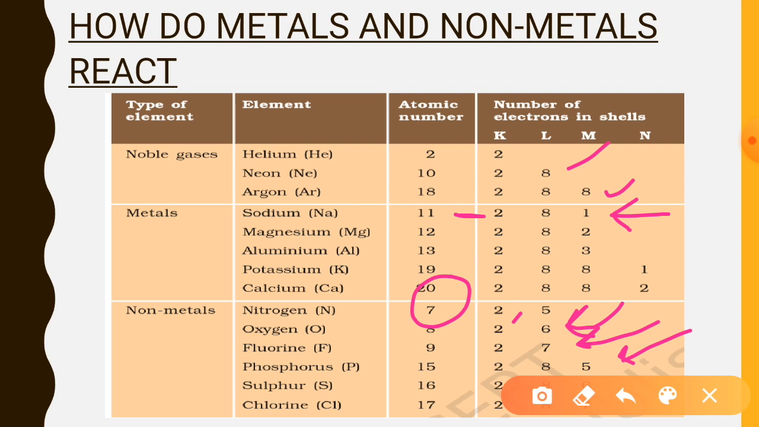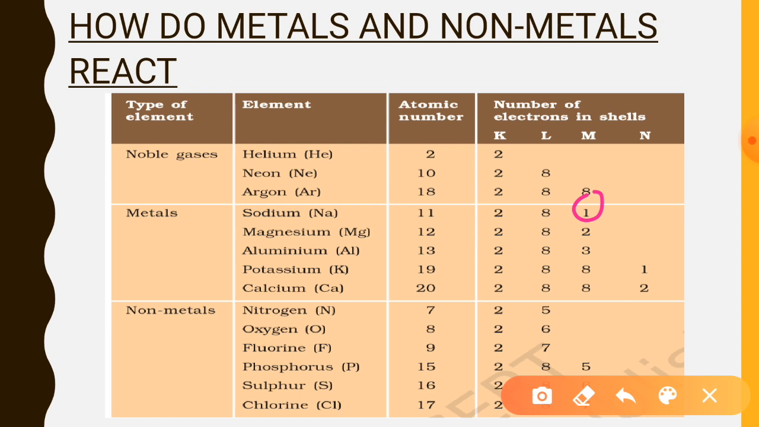For now, students, the number of electrons either gained or lost by any element is called its valency. So what we discussed now was the valency of these elements. Have a look. Sodium has valency 1 just because it is losing 1 electron. Magnesium has valency 2, then aluminium 3, potassium 1, calcium 2.